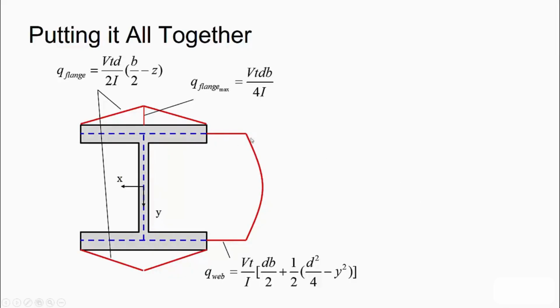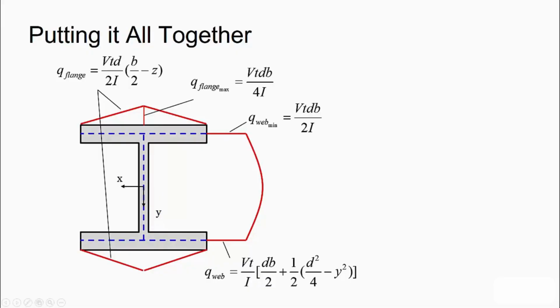It doesn't quite go to 0, which makes sense because there's still shear at this intersection point due to the stresses carried by the flange. Now we can calculate what the minimum shear flow in the web is by substituting in y equal to d over 2. And we find that the minimum shear flow in the web is Vt times db over 2I. It's interesting to note that this value is twice the minimum q in the flange.